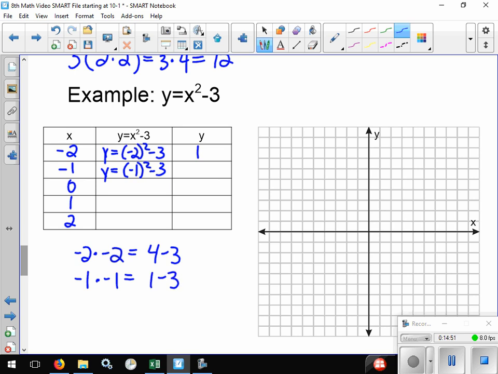Minus 3 is negative 2. And then we have y equals 0 squared minus 3. Well, that's just negative 3. And then we have y equals 1 squared minus 3. So it's 1 times 1, which is 1, minus 3, which is negative 2. And then y equals 2 squared minus 3.